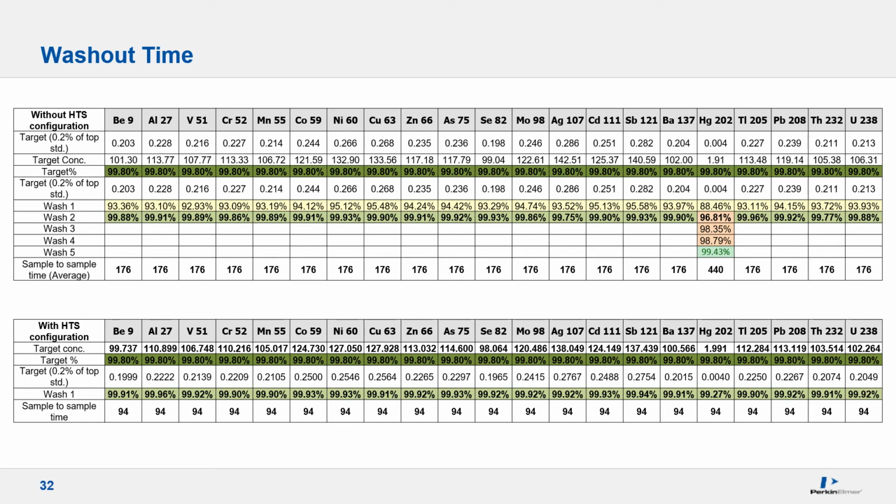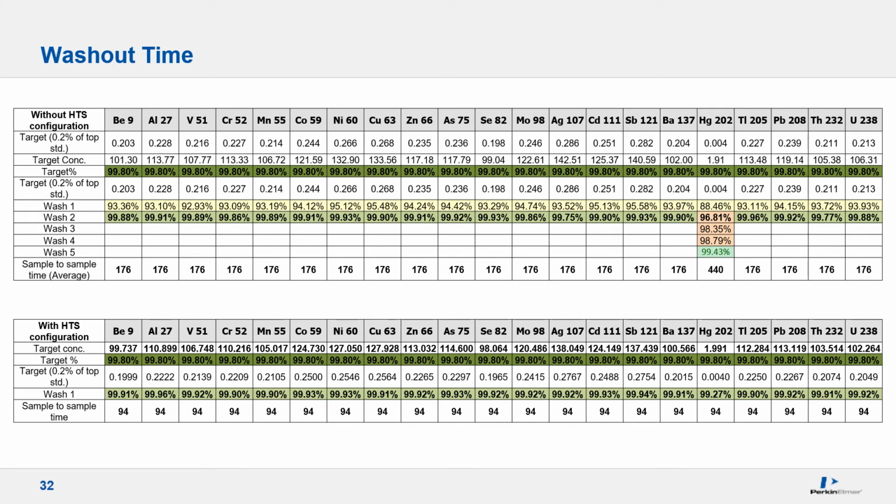A high standard was then analyzed, followed by 10 blank samples, to assess the washout time for the system with and without an HTS. Here we will only show the data up until the point a washout was completed. Adequate washout was assumed when a blank was below 0.2% of the sample that was analyzed, or there had been a 99.8% washout of the system.